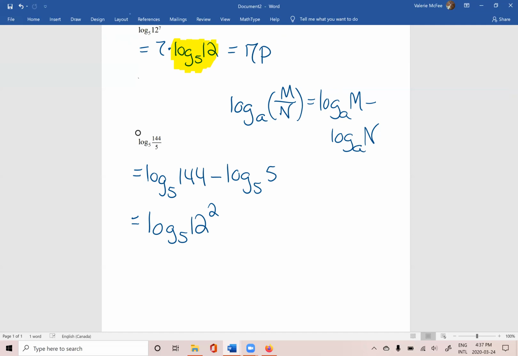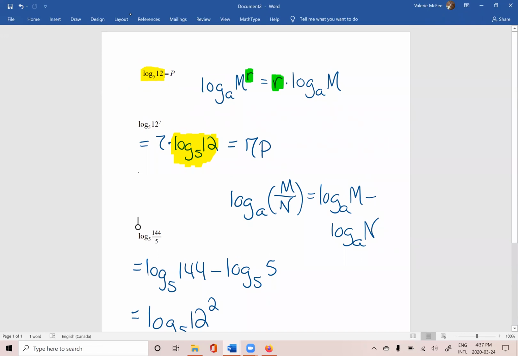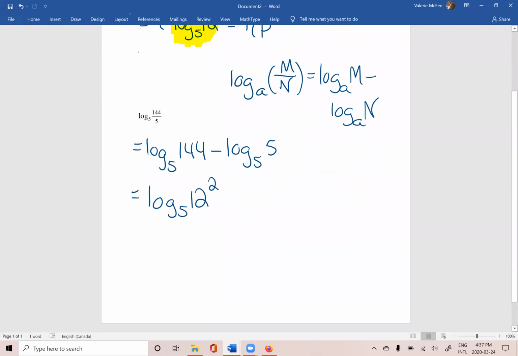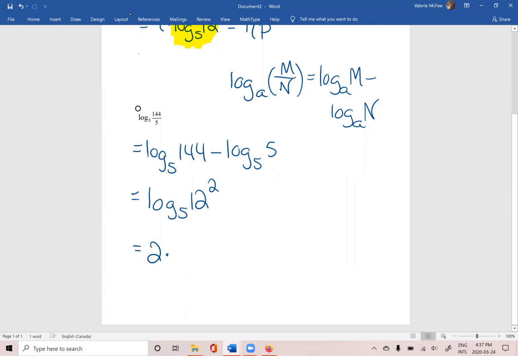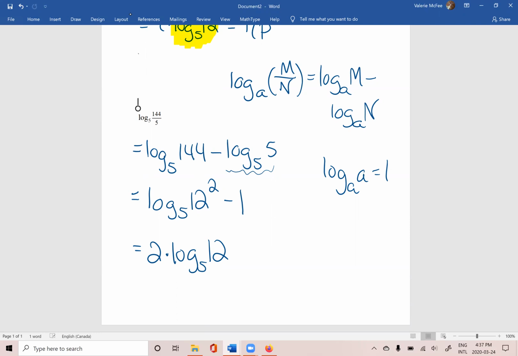So we can also go back to that property here. I can write that exponent as a power. We still have to deal with this. Log base 5 of 5 equals, well, remember, this is 5 to the power of what equals 5? 5 to the power of 1. That's another one of those properties, right? Log base a of a equals 1. We could also think of that as the natural log of e equals 1. The common log of 10 equals 1.